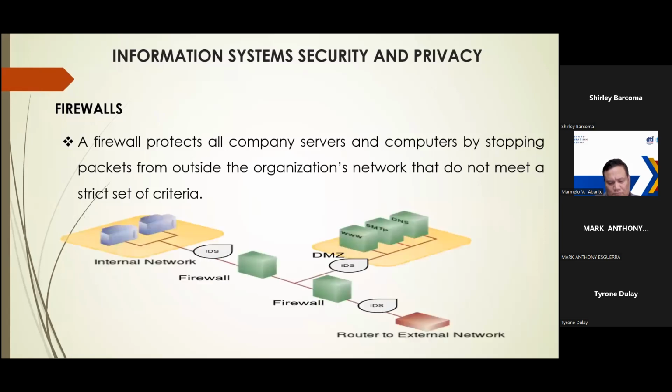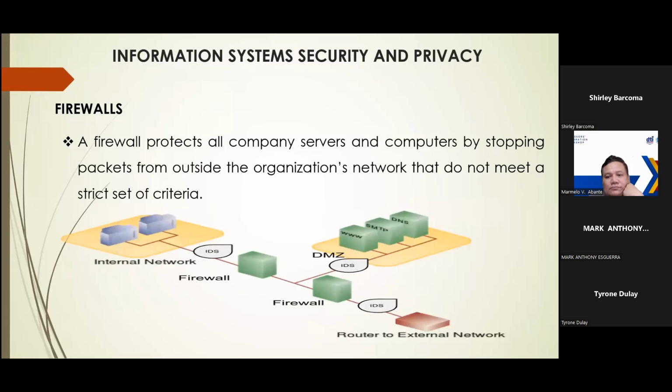So here is a picture of what we call a firewall. A firewall may also be configured to restrict the flow of packets leaving the organization. This may be done to eliminate the possibility of employees watching YouTube videos or using Facebook from a company computer.